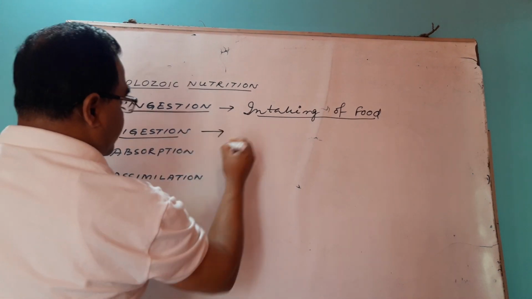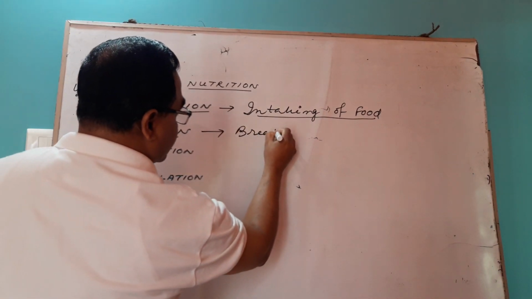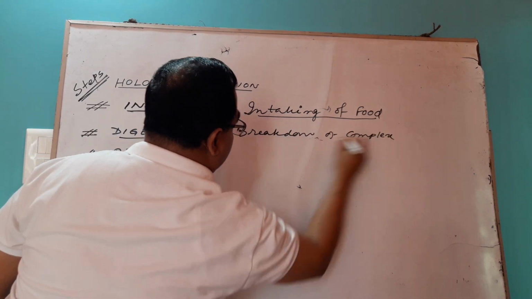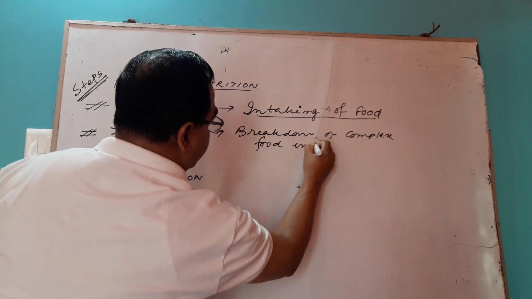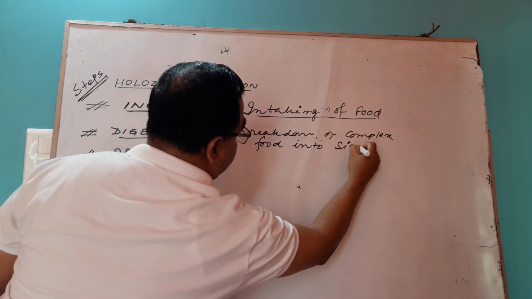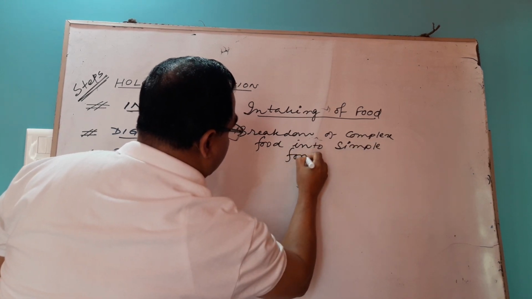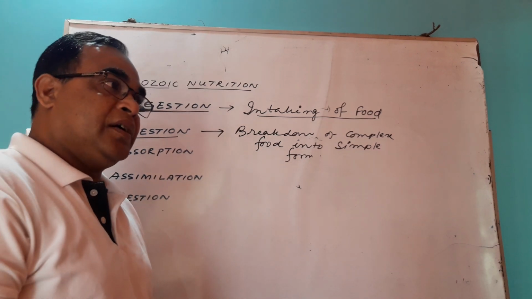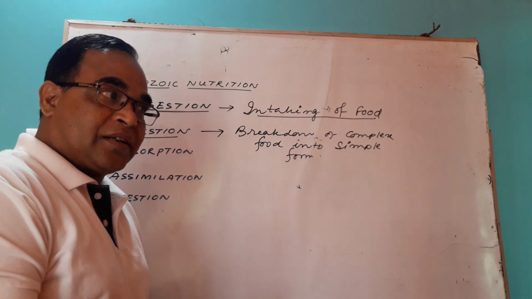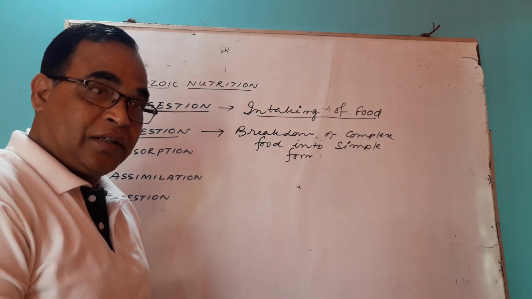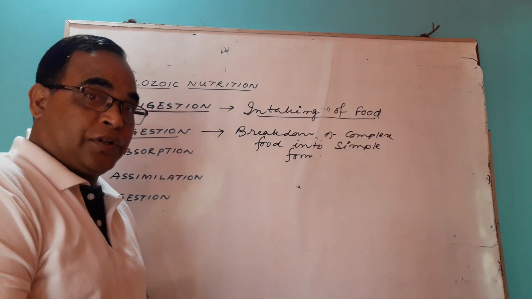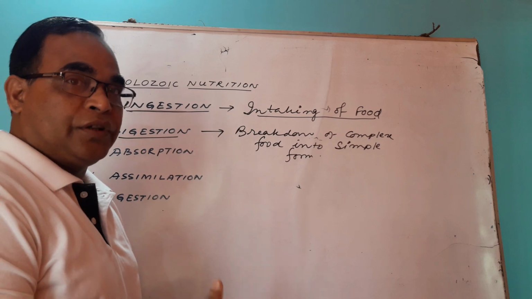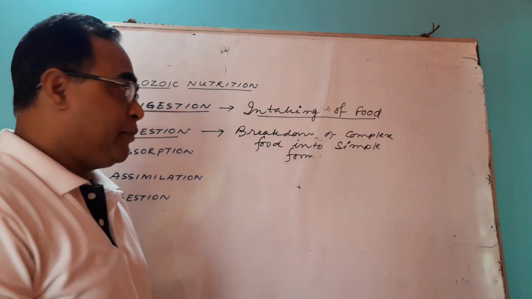Next is digestion. Digestion means breakdown of complex food into simple form. This is called digestion. Digestion is a process where enzymes are involved. It is a chemical process. Enzymes catalyze different types of reactions, and ultimately complex food like starch, protein, etc. is broken down into its simple form. We will discuss this in detail when we discuss the digestion process in human beings.